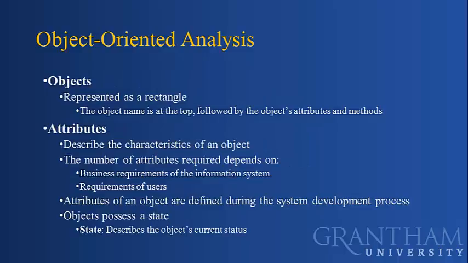Object-oriented analysis. Objects are represented as a rectangle. The object name is at the top, followed by the object attributes and methods. Attributes describe the characteristics of an object. The number of attributes required depends on the business requirements of the information system, the requirements of users. Attributes of an object are defined during the system development process. Objects possess a state. State describes the object's current status.